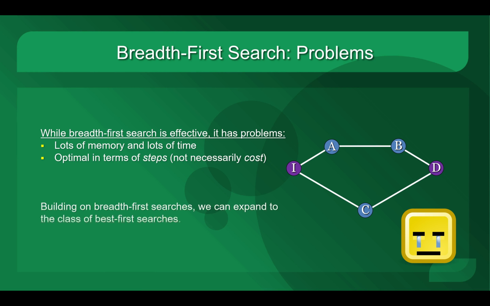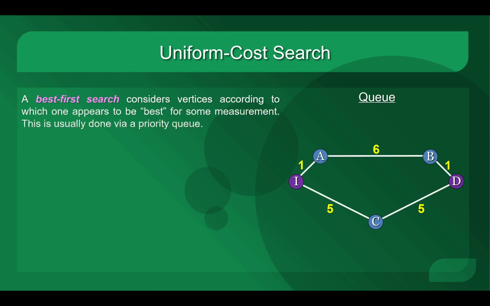There are many ways we can build from breadth-first search to make better and stronger algorithms, and we'll do that now by taking a look at a class of algorithms known as best-first searches and one particular example of a best-first search. Best-first searches consider the vertices or the problem states according to which ones appear to be best for some specific measurement, and they sort the queue based on that information. In practice, this is usually done via a priority queue, as this allows us to bubble the best element to the top without too much extra work.